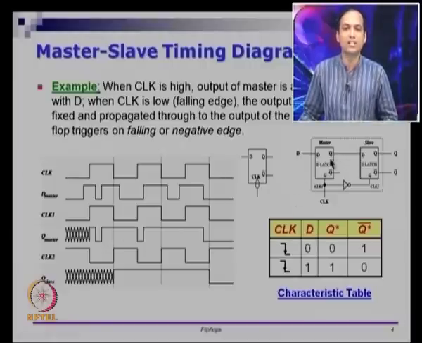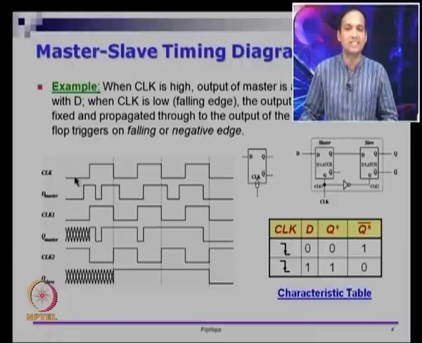Now let us look at the connection between Q master and D slave. With respect to the slave, the clock signal is CLK2. CLK2 is the complement of CLK. You can see the waveform CLK here and the waveform CLK1 here, they are the complement of each other, right. So when CLK is 0, CLK2 will be 1, and when CLK is 1, CLK2 will be 0. So they are complements of each other. Now Q master is the same as D slave, right. So this is the same as D slave.